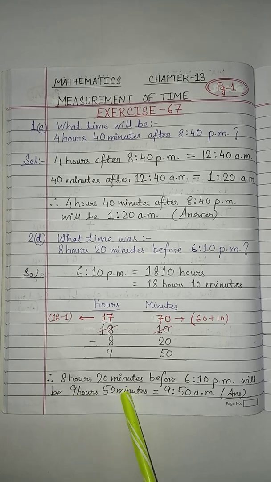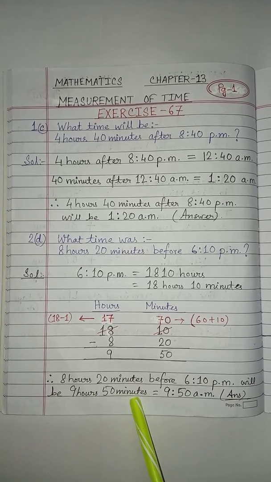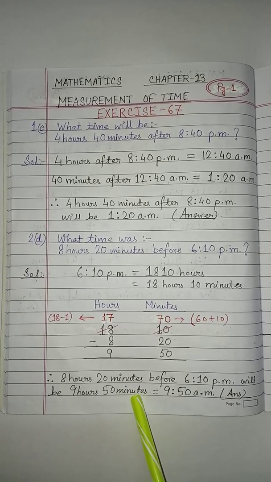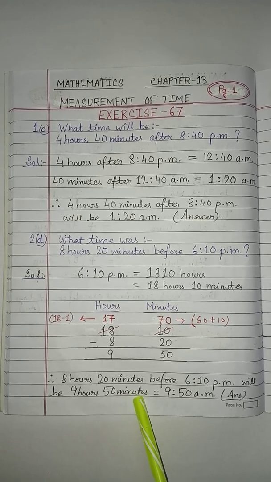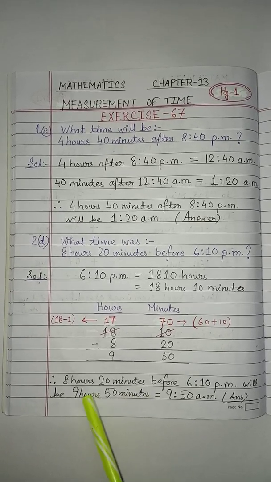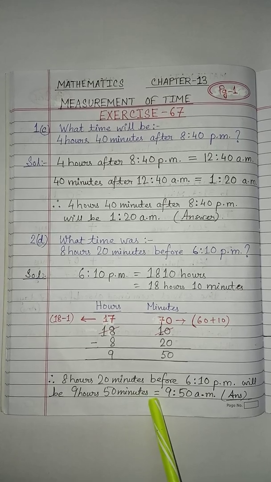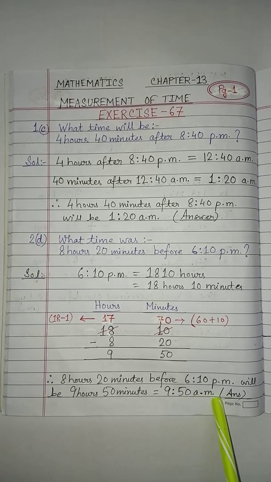But children, 9 hours 50 minutes is the time according to the 24-hour clock time. So I will have to convert it back into the 12-hour clock time. So if I convert 9 hours 50 minutes into 12-hour clock time, it is equal to 9:50 am, which is my answer.